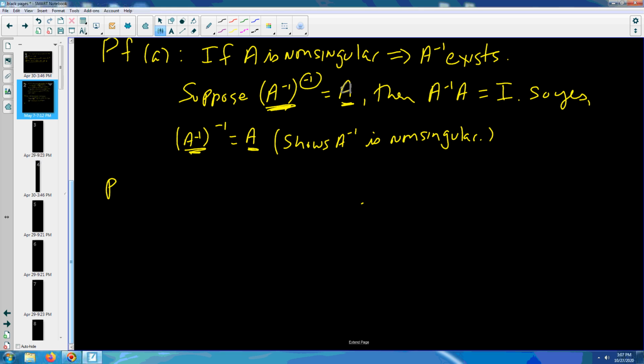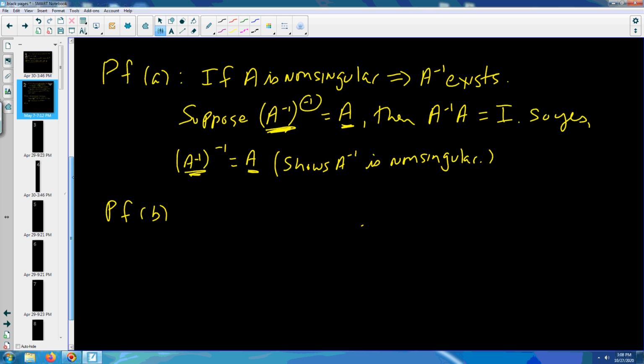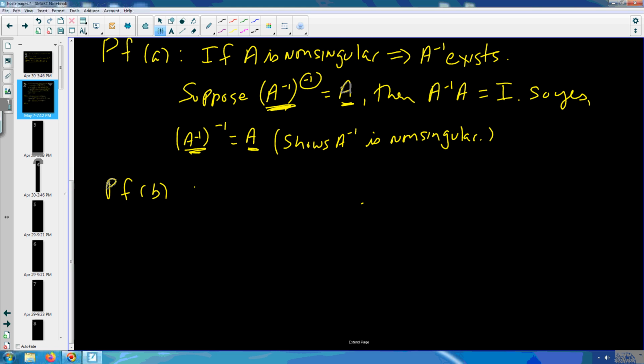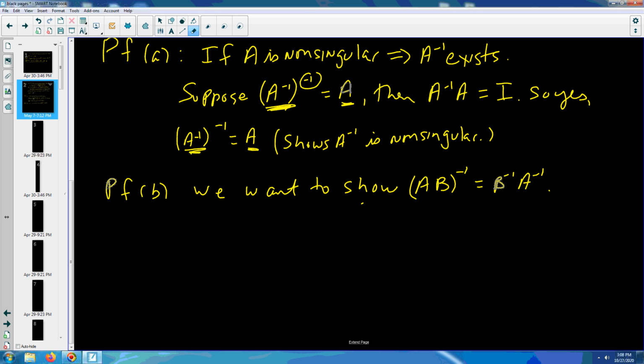Okay, now let us look at proof B. It says that if A and B are non-singular matrices, then so is the product AB non-singular, and this is true. So we want to show that the inverse of AB is B inverse A inverse. There's really one positive way of showing that: multiply these two and show that they give you the identity.